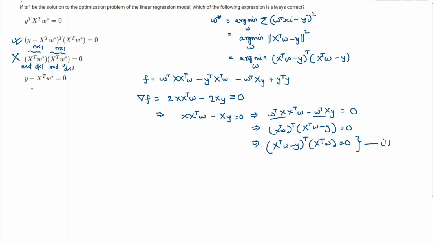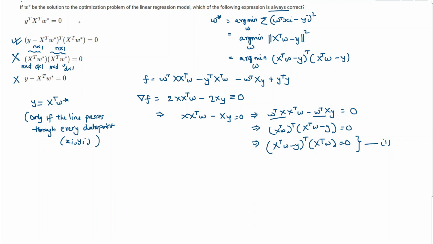Now if you look at the last option, it says that y is exactly equal to x transpose W star, right? Now this will happen only if the line passes through every data point xi comma yi, which is definitely not always the case. So this is also not true always, because the question asks which of the following expression is always correct.